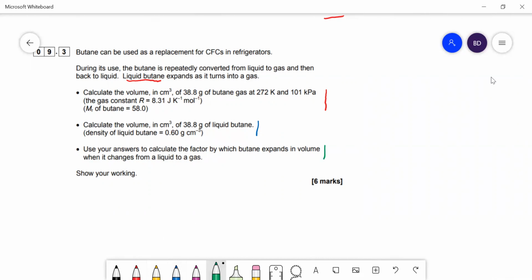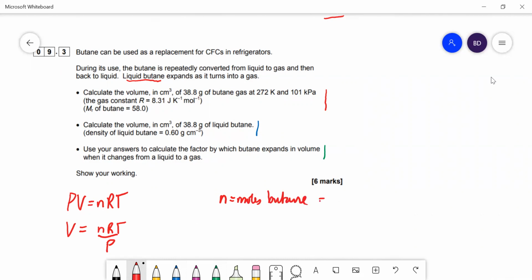So let's first of all do the red bit. Let's work out the volume of the gas. We're going to have to use PV = nRT. We want to work out the volume, so rearrange to give us V = nRT over P. Right, now n is the moles of butane, and moles of butane is going to be equal to the mass of butane over the Mr.